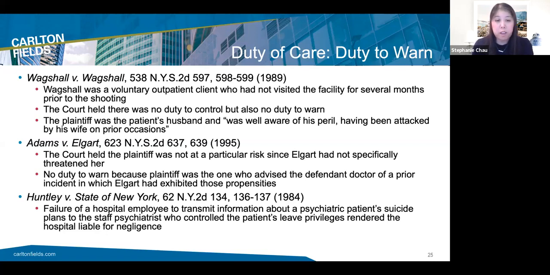And before I leave the duty to warn, I just want to mention the interplay with HIPAA, which I know your handouts cover, and I think will be part of a future privacy workshop. But to the extent that the provider determines that there is a serious and imminent harm, and if you could go to the next slide.